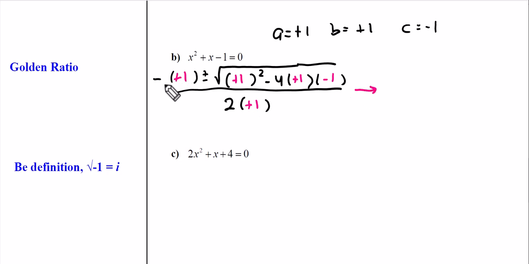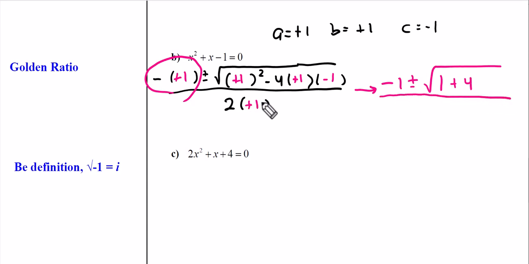I do order of operations first, so I'm going to take care of this first. That's a negative 1. 1 squared is 1. Negative 4 times 4 is negative 4 times negative 1 is positive 4. Put the fraction bar all the way across. 2 times 1 is 2. We simplify this, we get negative 1 plus or minus radical 5 over 2.